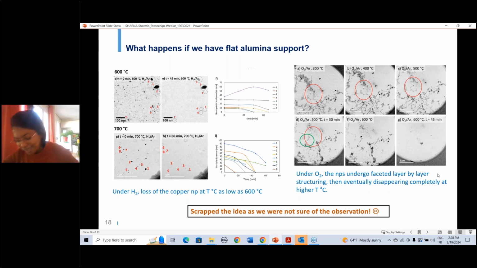So we had to scrap the idea because this observation was very strange for us. Also, after a couple of experiments, we realized that this might not be the real temperature, because we have a layer of alumina on top of our silicon nitride. So this could be a false temperature, and as a result, we were not sure what we were observing, and we had to scrap the idea.